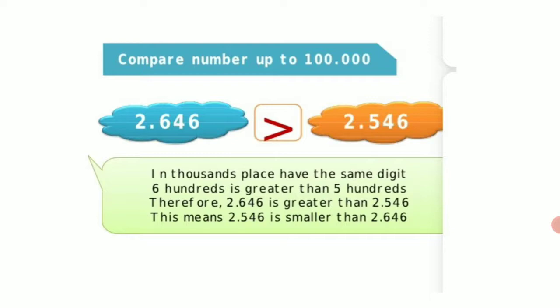In the hundreds place children, the number on the left side has 600 and the number on the right side has 500. So 600 is greater than 500. Therefore, we say that 2646 is greater than 2546. Or we say it the other way around: we can say that 2546 is a smaller number and 2646 is a greater number.